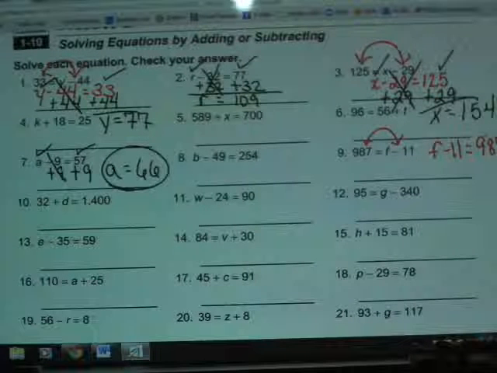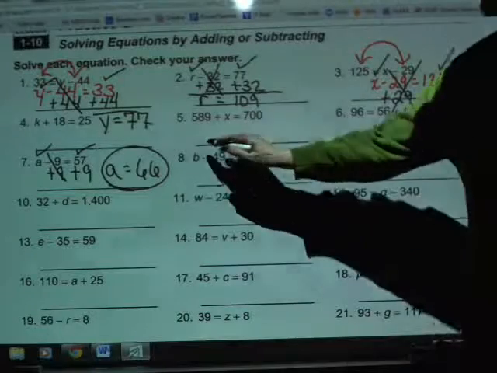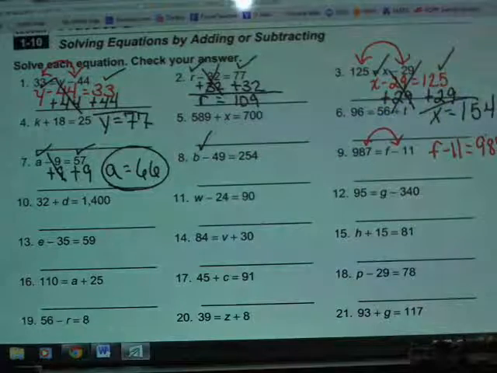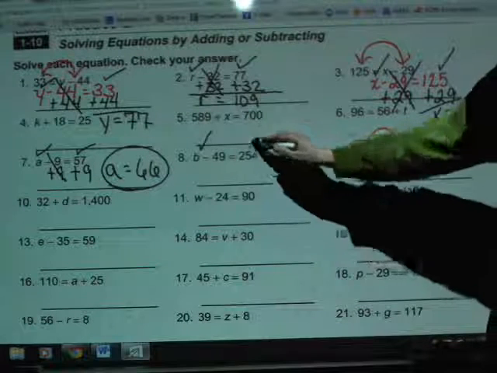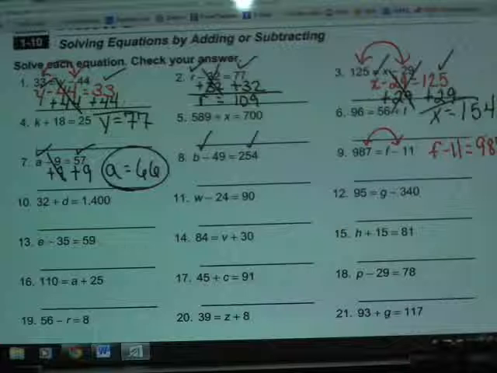All right, number 8, b minus 49 equals 254. So again, we've got two things that are in the correct location. B is in the correct location, variable b, and the number 254 is also in the correct location. Again, variables need to stay on the left side of the equal sign. Numbers are going to go to the right side of the equal sign.